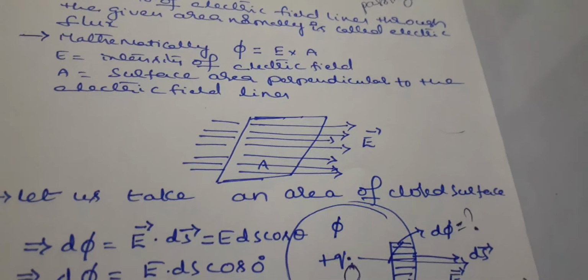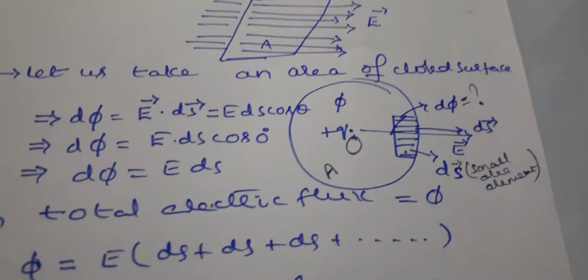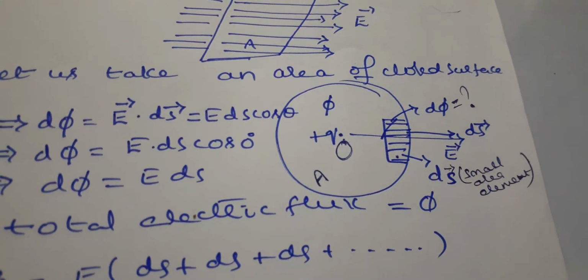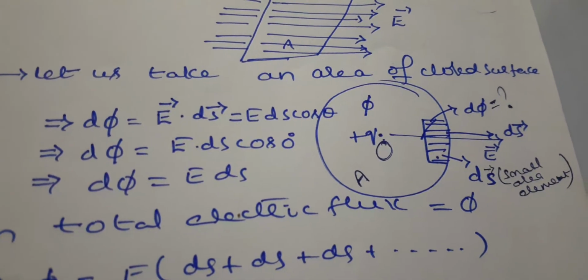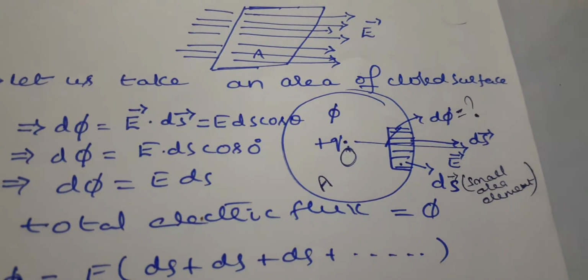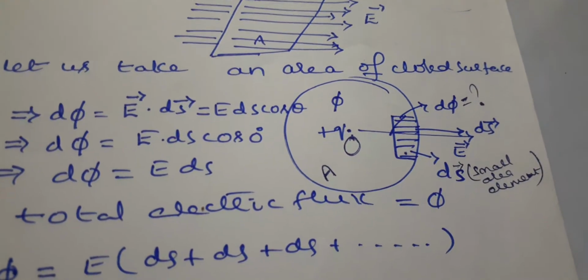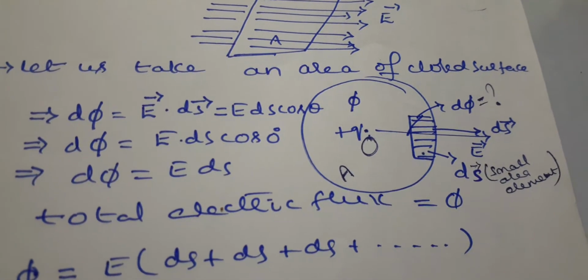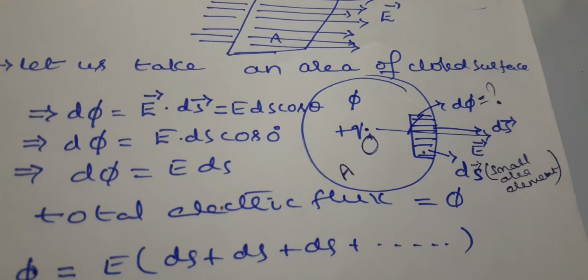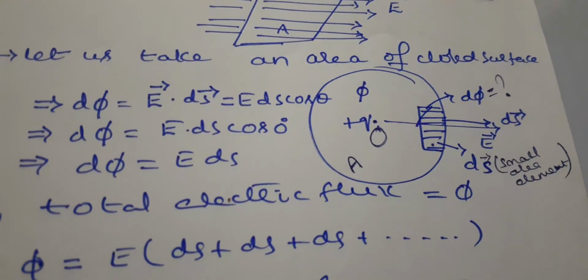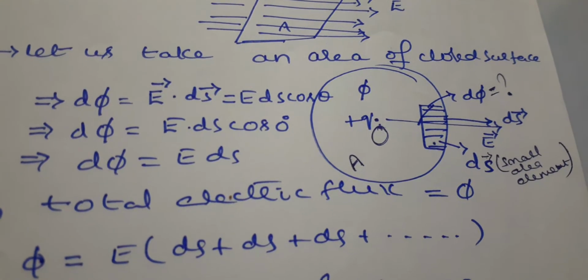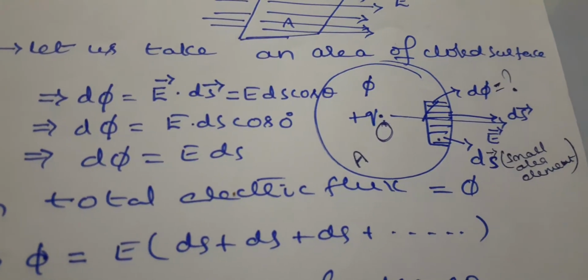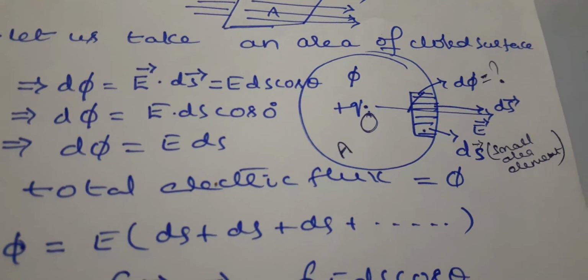Suppose we are taking a closed surface, in the form of a sphere, where a point positive charge plus q is present at the point O. Inside this closed surface, the total electric flux is phi, and the area of this closed surface is capital A.